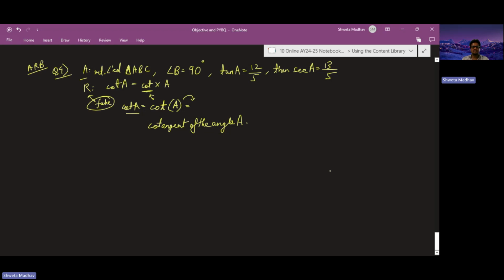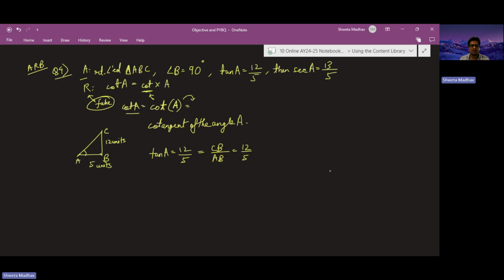And so the assertion: here angle B is 90 degrees, so angle B is a right angle. So we can take triangle ABC, and tan A has been given as 12 by 5. So it means the opposite side we can take as 12 units, since tan A is opposite side by adjacent side. So if CB is 12 units, then tan A is CB by AB, and AB I can take as 5 units.